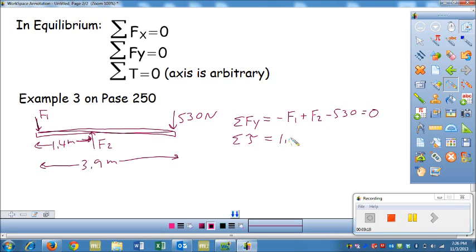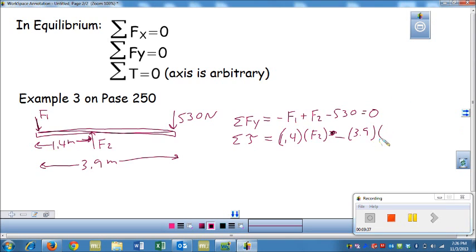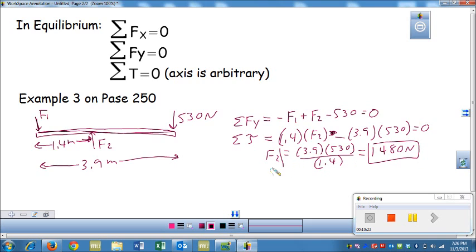So that means that we have 1.4 times F2 minus 3.9 times 530 equals 0. That looks like a pretty easy thing to solve if we want to solve for F2, right? Let's see. Can you see that F2 should equal 3.9 times 530 divided by 1.4? And if we calculate that out, we get 1,480 newtons. So, we've already solved the first part.